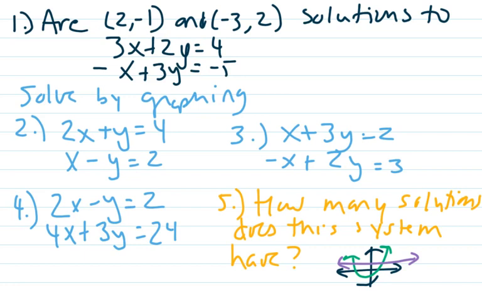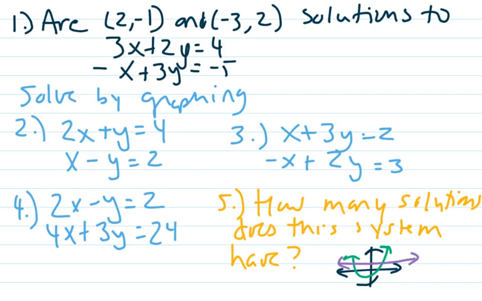Okay, here they are. First problem is basically reinforcing the idea of what a solution is. So are (2, -1) and (-3, 2) solutions to that system, which is 3x plus 2y equals 4 and -x plus 2y equals -5? Like, are those points solutions to that system? Numbers 2, 3, and 4 are to solve by graphing.